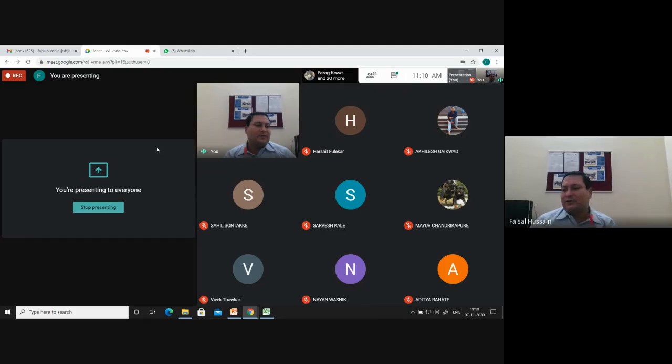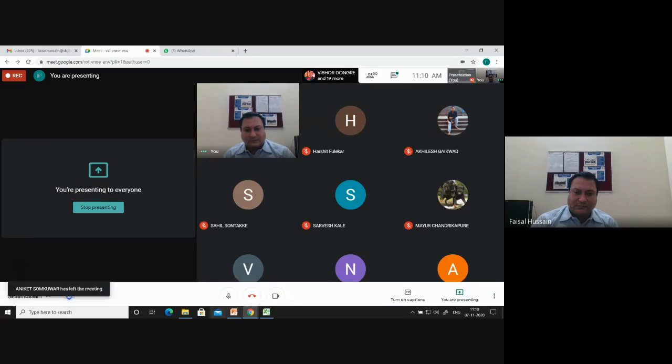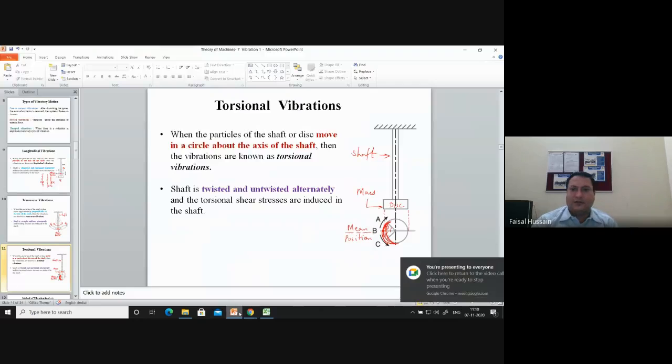And third is your torsional vibration. In torsional vibration, let us assume that at this end there is a disc, and I am twisting this disc. Because of this twisting, the shaft will also twist and untwist. Because of this, torsional shear stresses are induced in the system. So these are the three types of vibration.